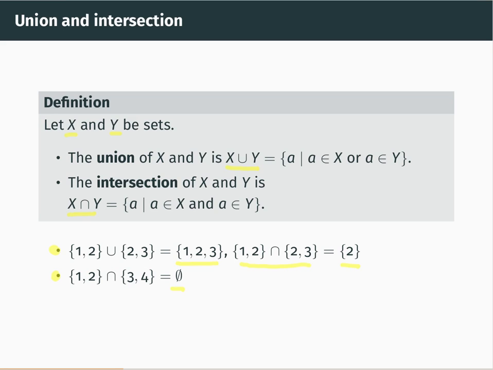You may also hear some alternative terminology for union and intersection. The union is sometimes called the join of two sets, and the intersection is sometimes called the meet of the two sets. This is rare, but you might just hear that somewhere.